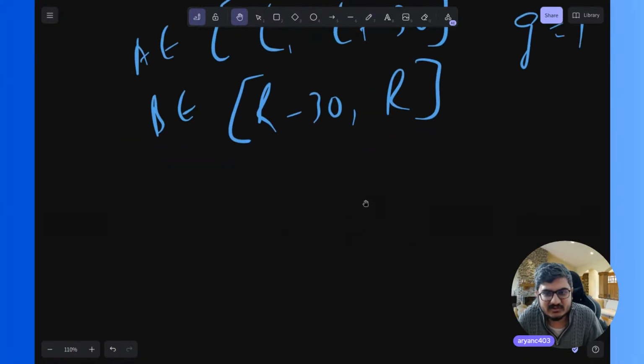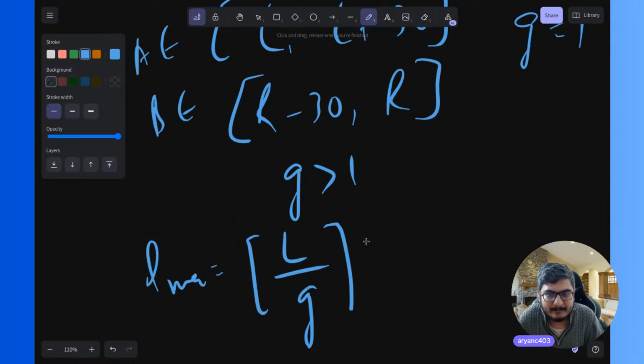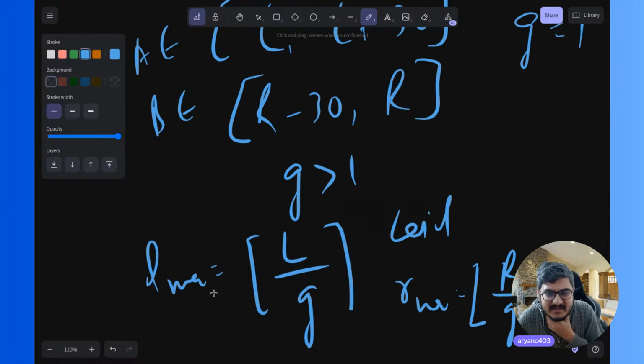And the idea to solve for G greater than 1 was you create a new range. L new is L by G taken ceil, and R new is R by G taken floor. You solve for this L new, R new with GCD 1. Whatever answer you get, you multiply it by G. And this was the conclusion here.